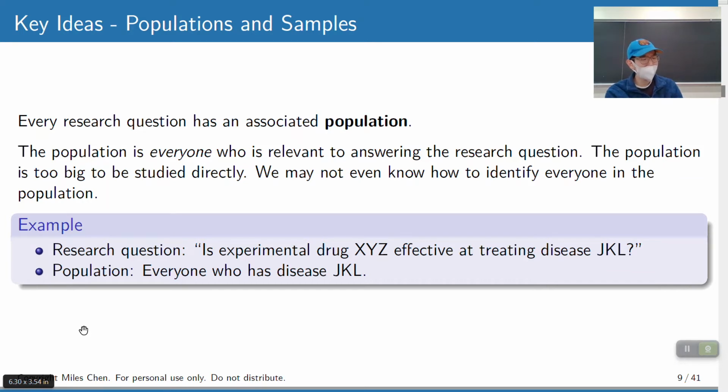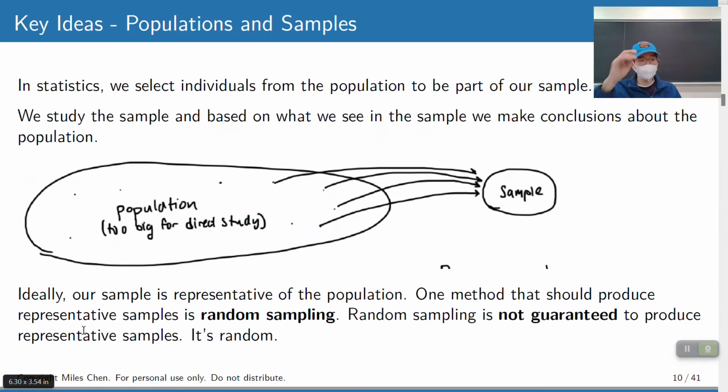So if our research question is, is some experimental drug XYZ effective at treating some mystery disease JKL? The population would be everyone with disease JKL, and maybe we just don't know who everybody is, or there are too many people to track down. We just can't do it. So the problem is we can't identify everyone.